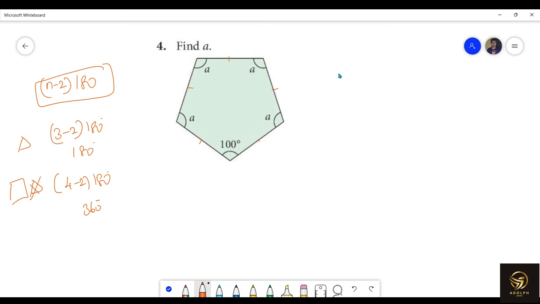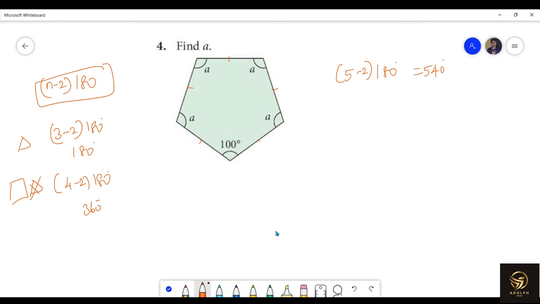So what will the total angle add up to? It is going to be 5 minus 2, into 180. 5 minus 2 is 3, and 3 into 180 gives 540 as the answer. So the total angle adds up to 540. So let's do as usual. All the interior angles will add up to that total.